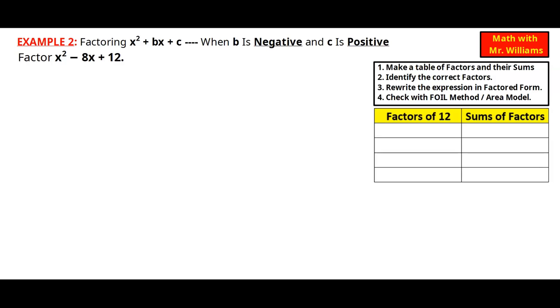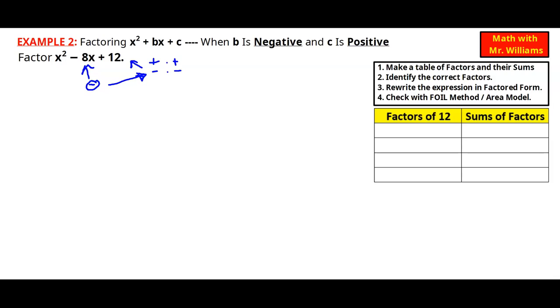Math with Mr. Williams. Example 2, factoring x squared plus bx plus c when b is negative and c is positive. So here we have factor x squared minus 8x plus 12. To get a positive c here, we either have to multiply two positives or two negatives. And since b is a negative 8, we have to have two negatives multiplied together, because two positives, when you add them up, wouldn't get us a negative number.